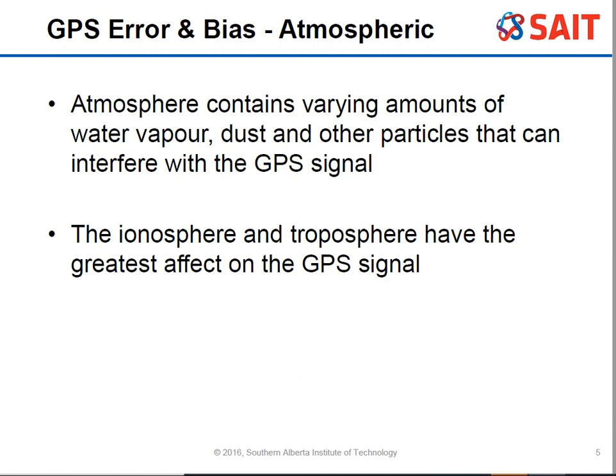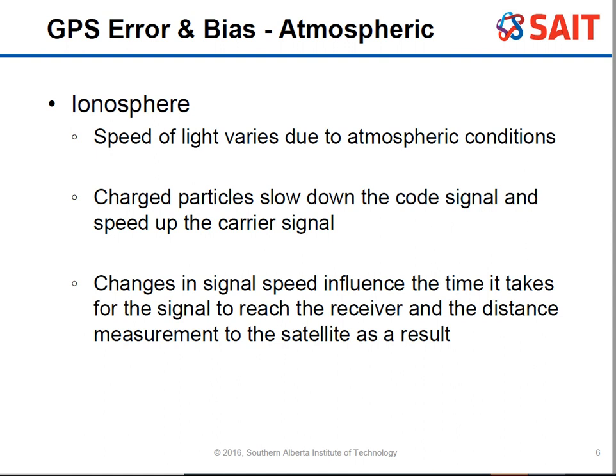So there's lots that can go on. We have two major components of the atmosphere that really affect it: the first one is the ionosphere, and the other one is the troposphere. Both of those have the greatest effects. The ionosphere deals with the speed of light. It has charged particles that can slow down and speed up different parts of the signal. The charged particles slow down the pseudo-random code that's with the signal, but it speeds up the carrier signal.